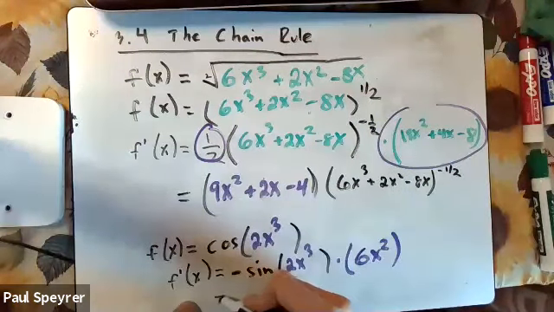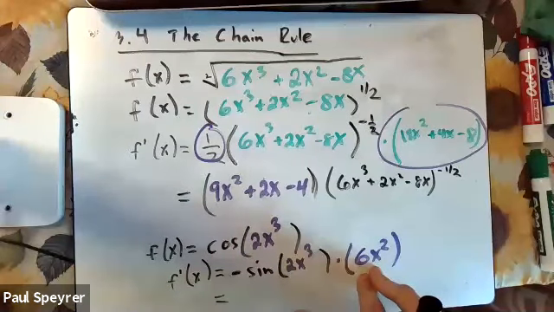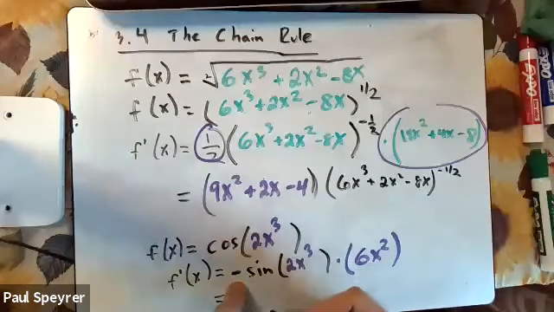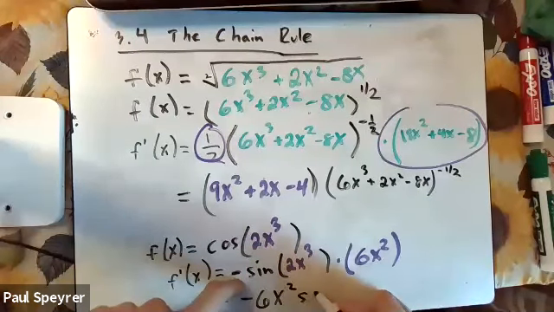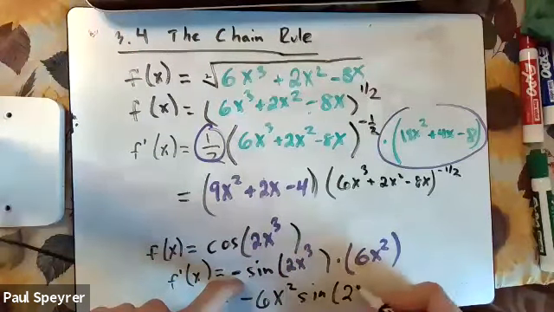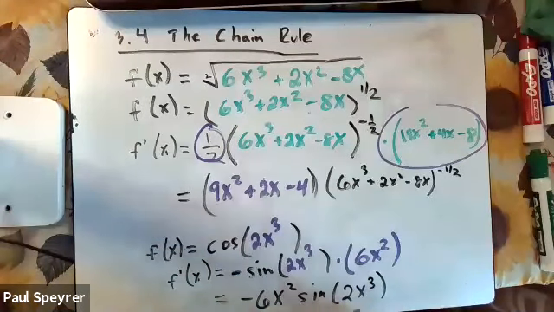And then we can throw this out in the front, right? Like 6x squared times the negative is just negative 6x squared sine of 2x cubed. That would be your derivative in that case.